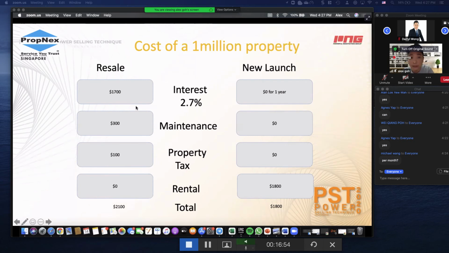Okay, this one don't need because they are staying in this house. So in fact, if we draw down the cost involved, both types are similar. Can I say that?